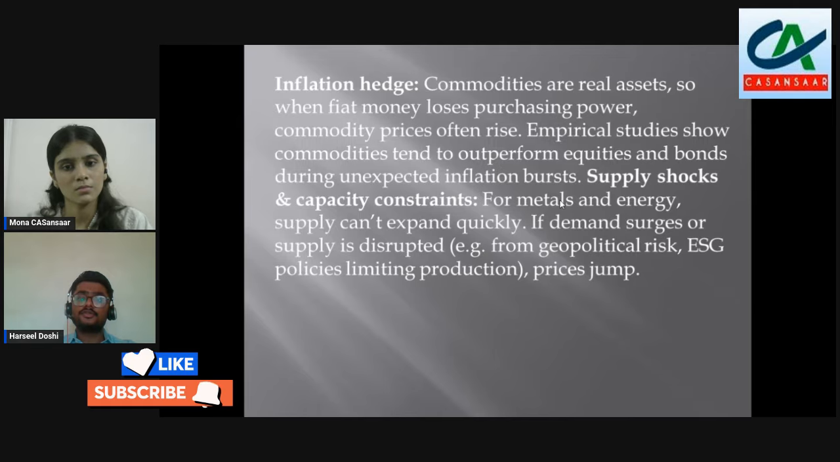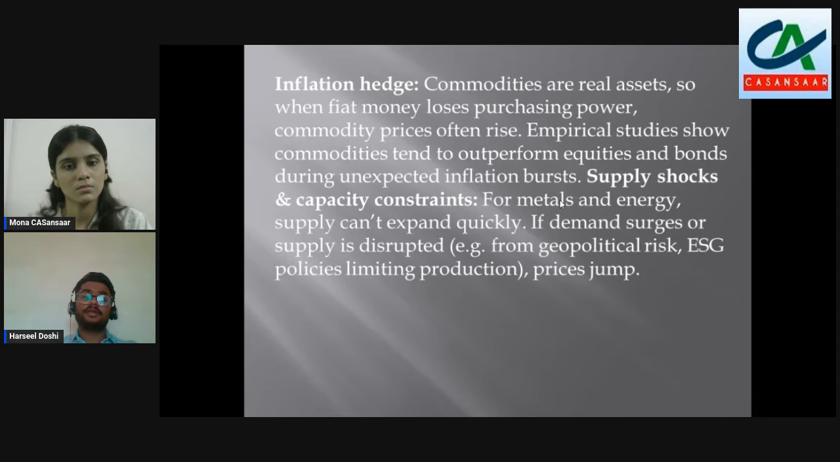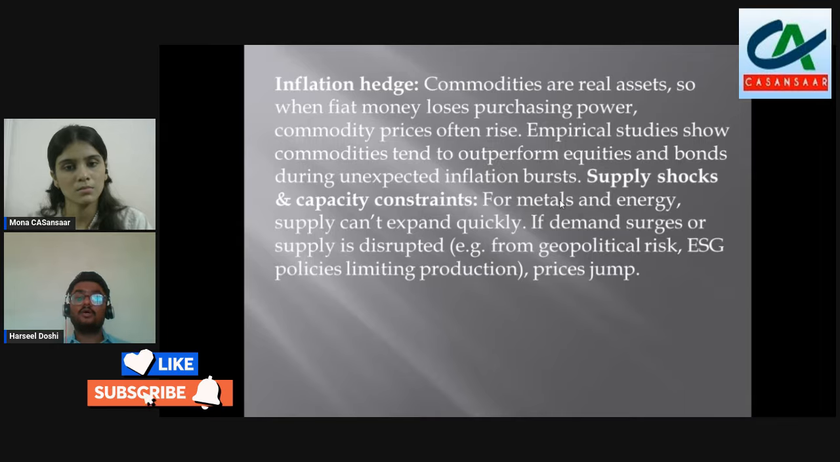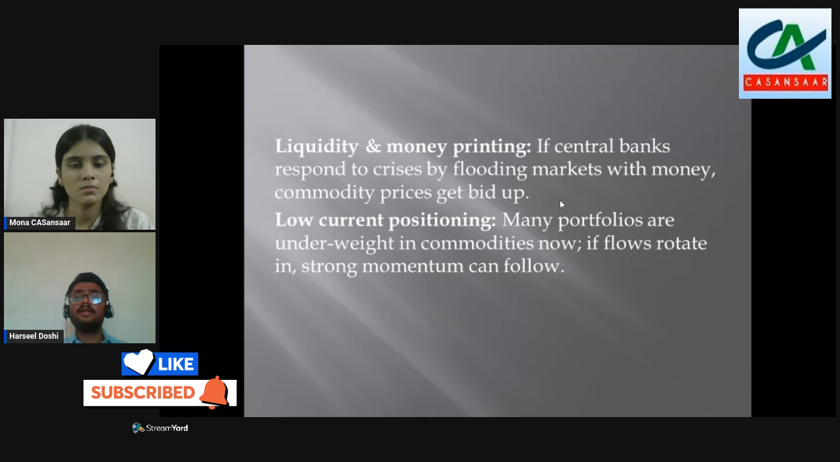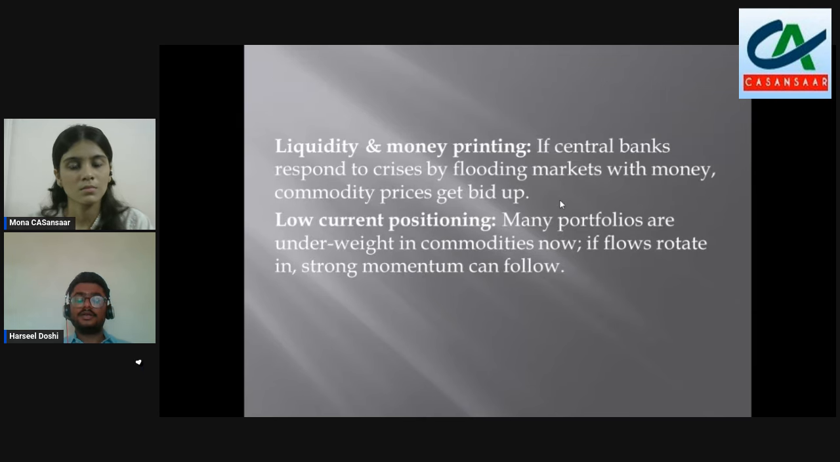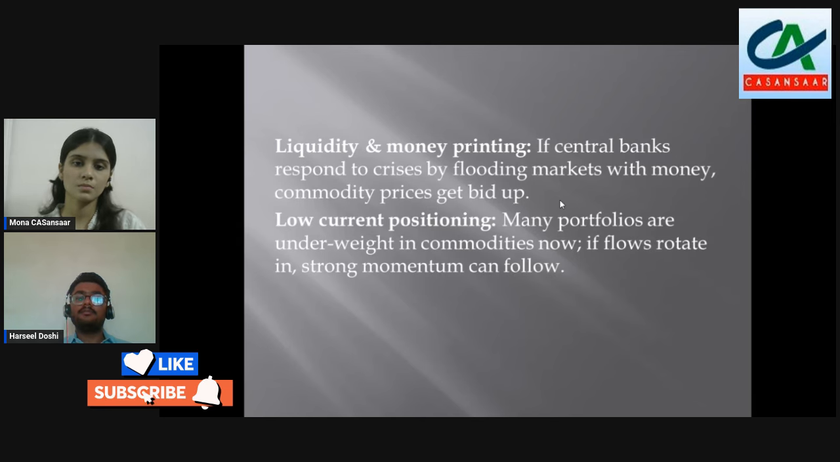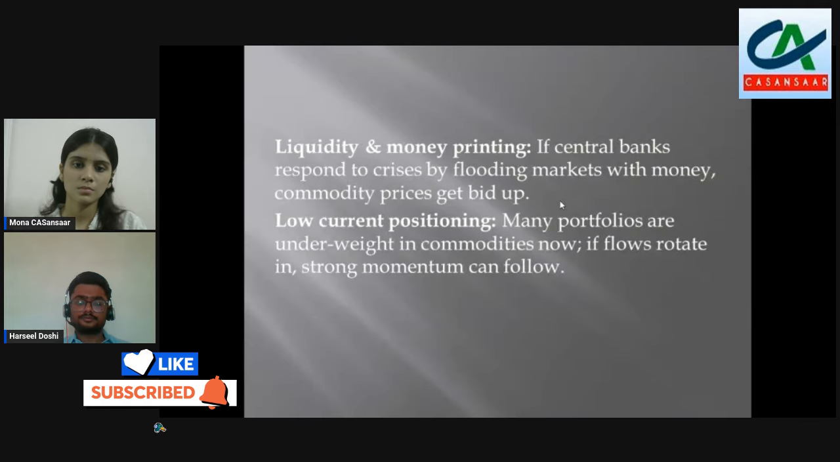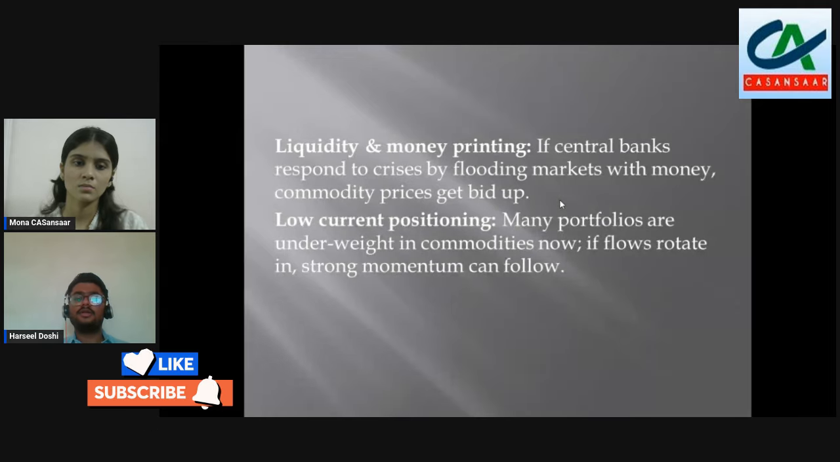Second thing, supply shocks. Whenever there is a limited supply of any commodity, like what we are seeing currently in silver, gold, crude oil or any other commodities, the price of that commodity rises very rapidly. So that is also one of the protections we get. Third thing, liquidity and money printing. Central banks all over the world are printing money crazily, so the value of fiat will definitely go down and commodities will naturally go up.